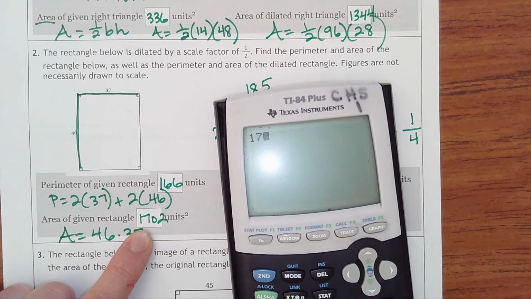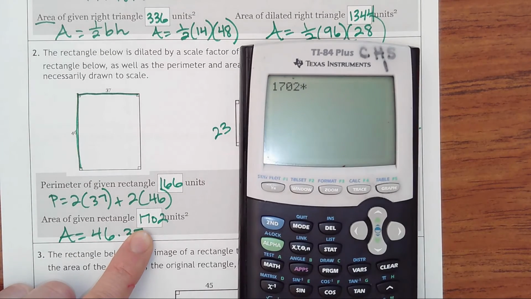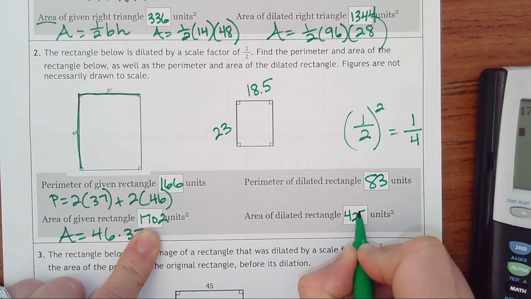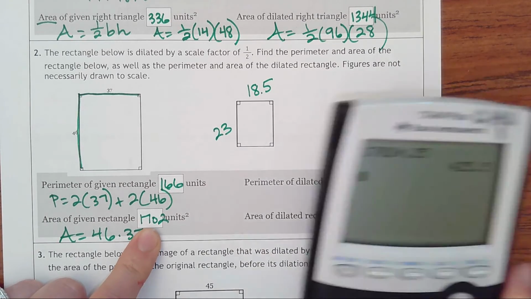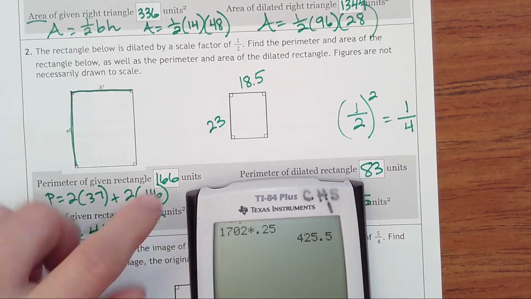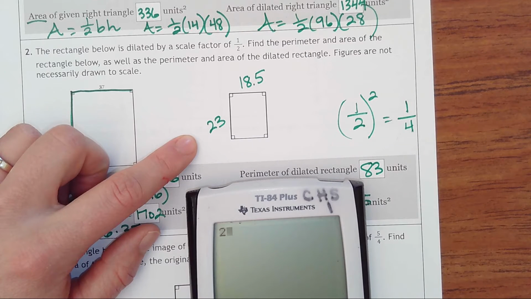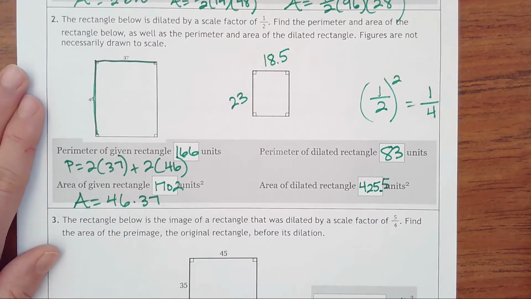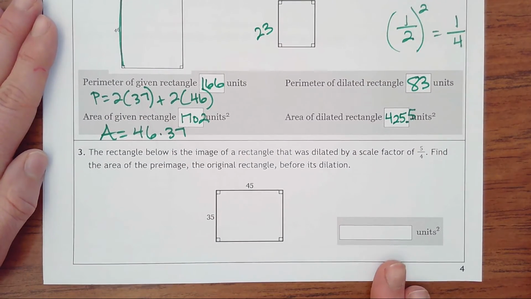So you take 1702 times a fourth, which is the same as a quarter, or 0.25. And so I get 425.5. And again, if you wanted to figure out this area, all you'd have to do is take 23 times 18.5, and you would get the same thing. So it's just whatever you like the most. Let's do one more of them.